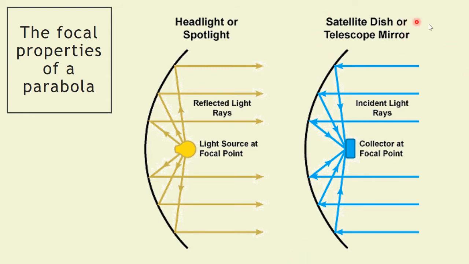We get the same sort of thing happening with a satellite dish or a telescope mirror, but it's in reverse. This time what we've got happening is the information is coming in. It's being picked up by the dish. The dish then, parabolic, sends that information into the focus, and that's where we collect the information. So either the TV signal or the signals that we're getting from interstellar space, those sorts of things can all be then directed towards this focal point and collected and read.